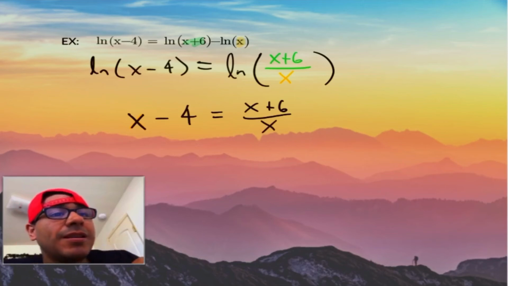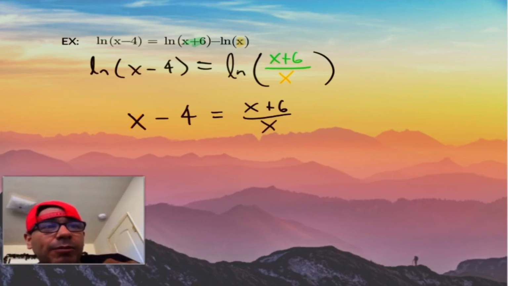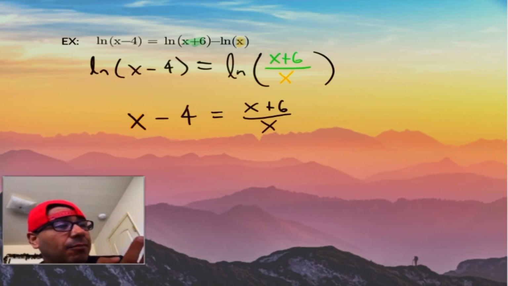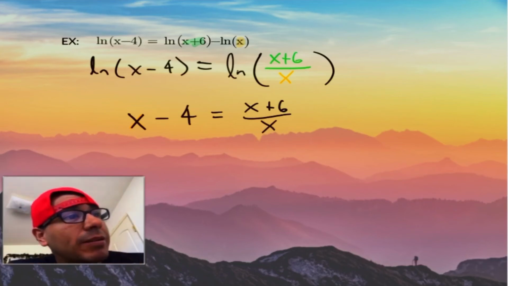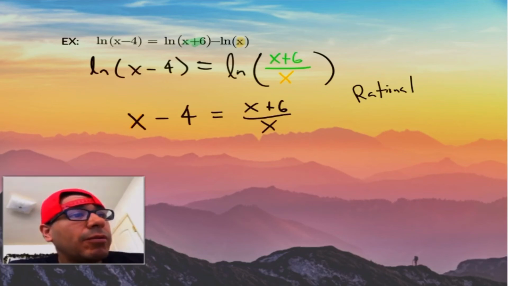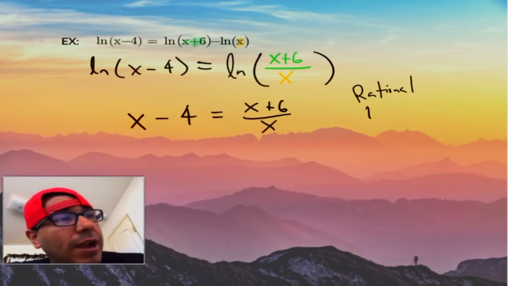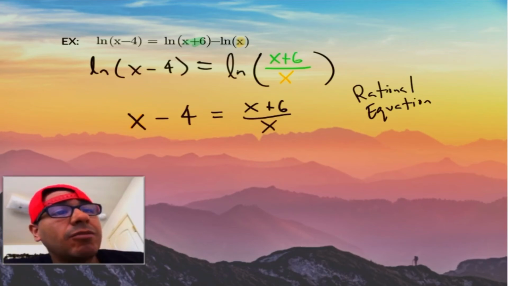And so the first example we saw when we got to this step, we saw a linear equation. The second step, when we use that property, we were left with a quadratic. And now, notice, we have a fraction. So now we are left with a rational. Rational just means we have a fraction. A rational equation.